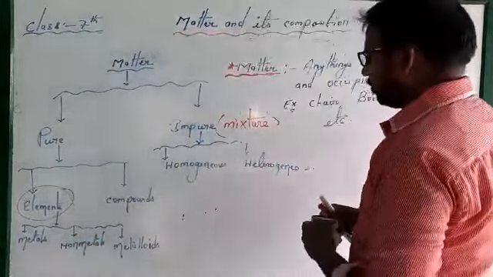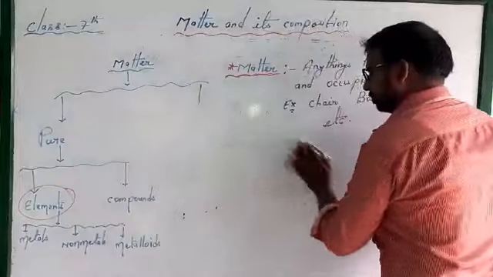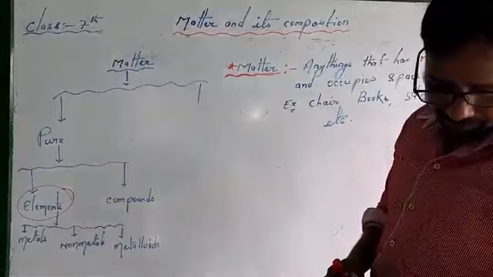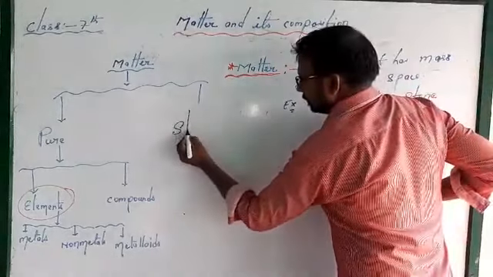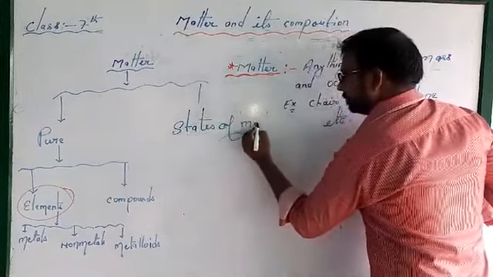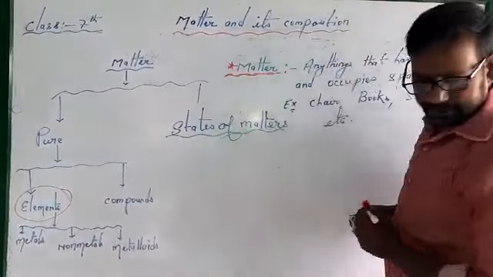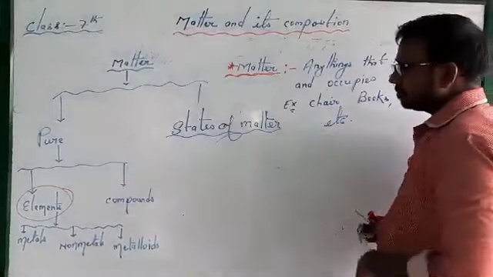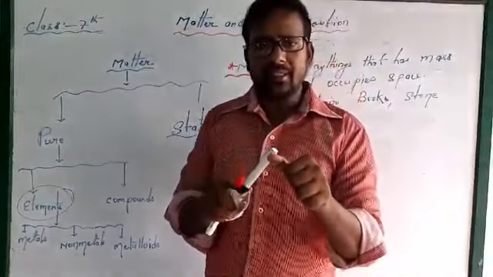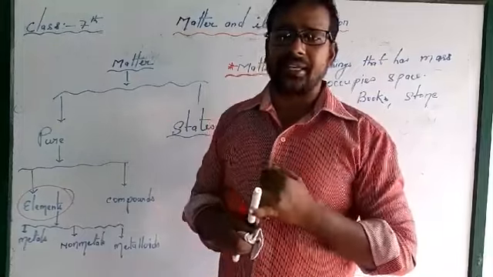Now here we will start the next topic: states of matter. Actually, there are 5 states: solid, liquid, gas, plasma, and Bose-Einstein condensate.